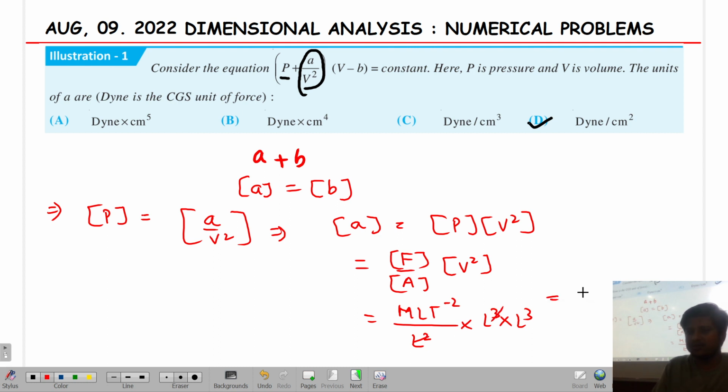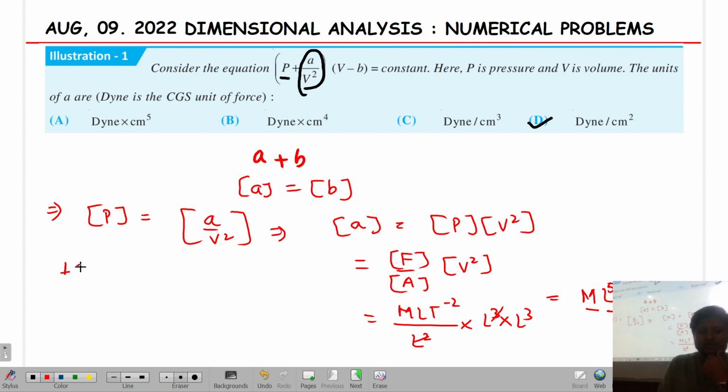So what is the total dimension over here? M L to the power of how much? M L to the power of 3, T to the power of minus 2. This is the dimension of A. But it is in kg, meter, second, yes or no? I have to convert it in terms of dynes and centimeter, or not? Yes or no? So try to understand.